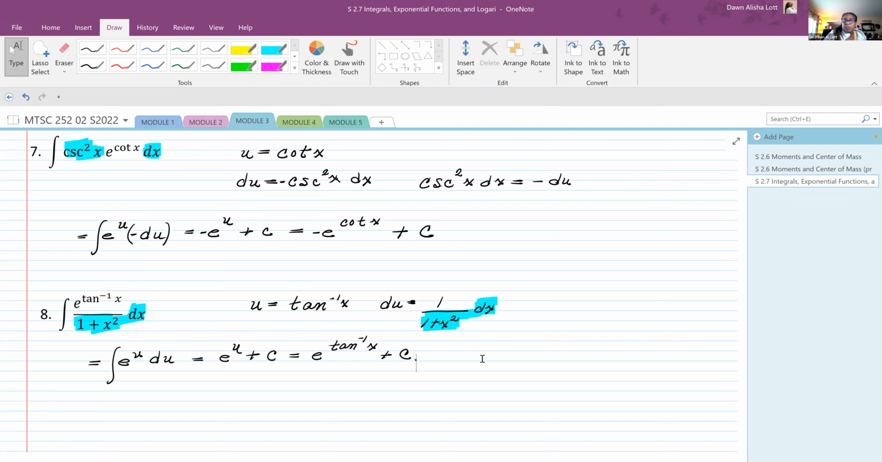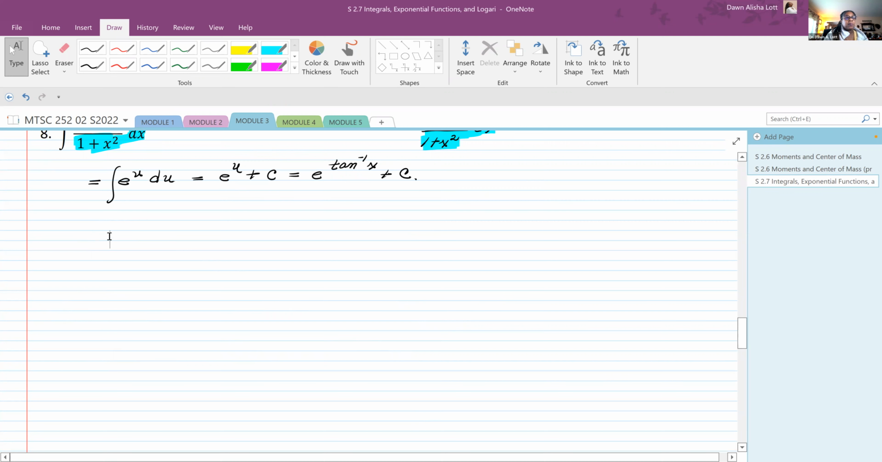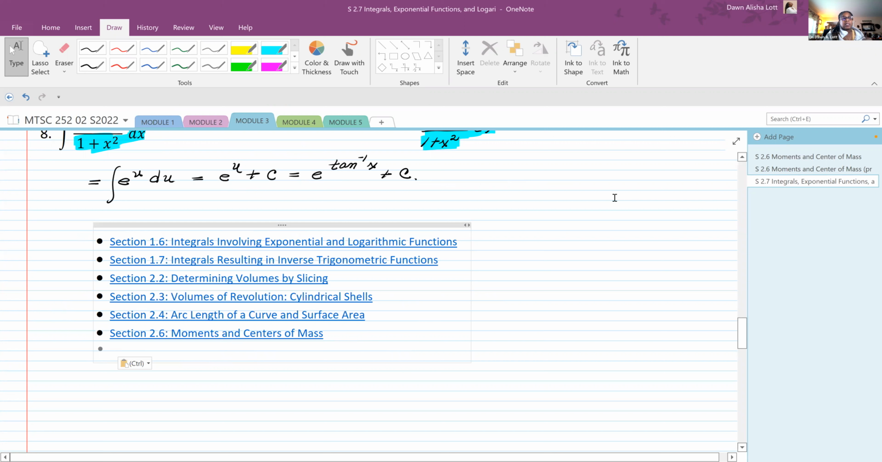Let me see. I did want to say something about the topics of the exam. I see people have logged off already, but that's okay. These are the topics for the exam. Section 1.6, integrals involving exponentials and logarithms.